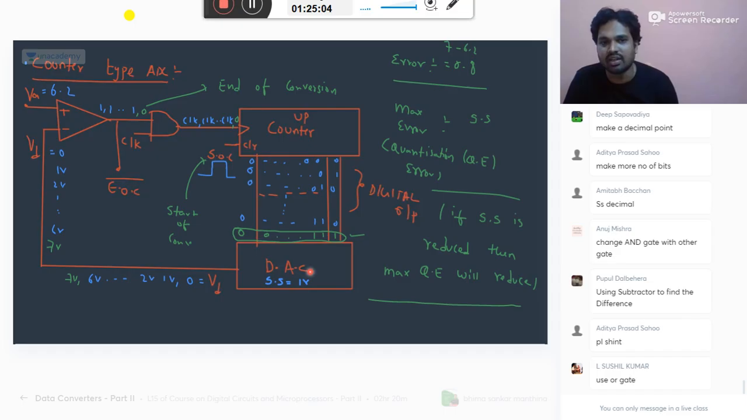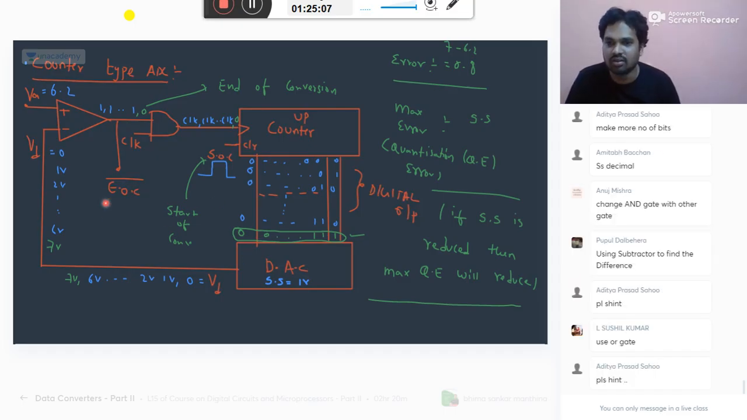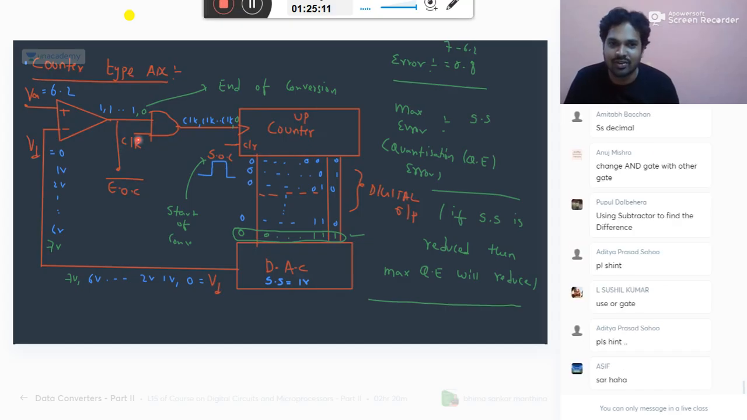If you use an OR gate, every time the clock comes, the circuit will fail. Sushil, if you give an OR gate, the circuit will fail. Whenever the clock is 1, it will go.